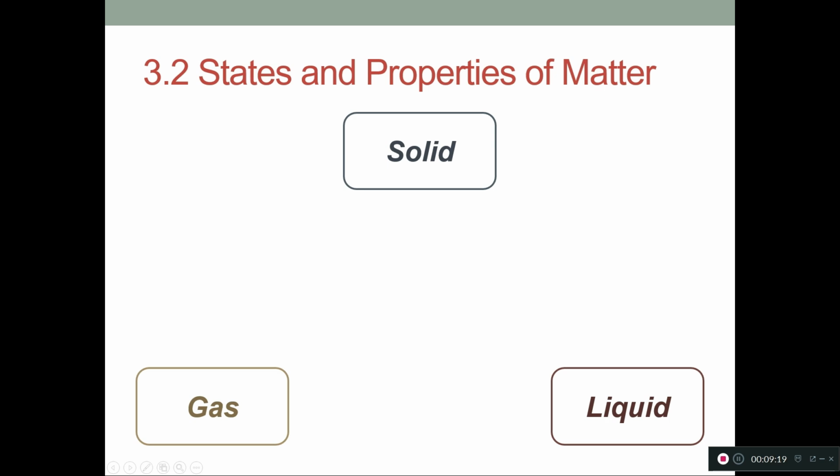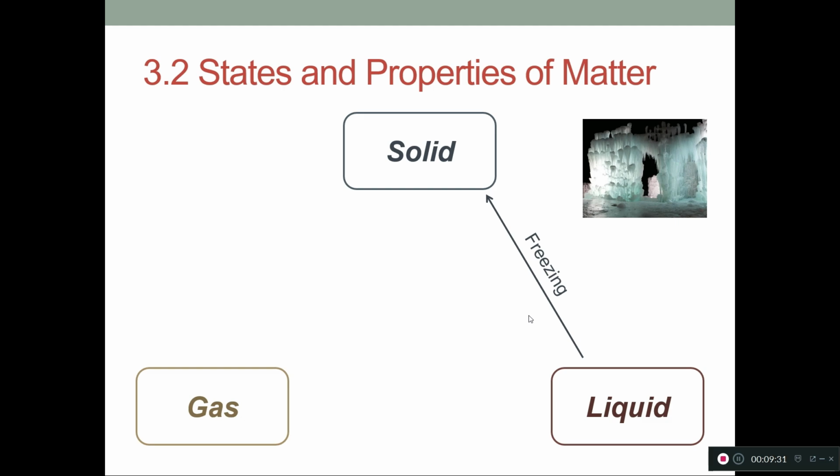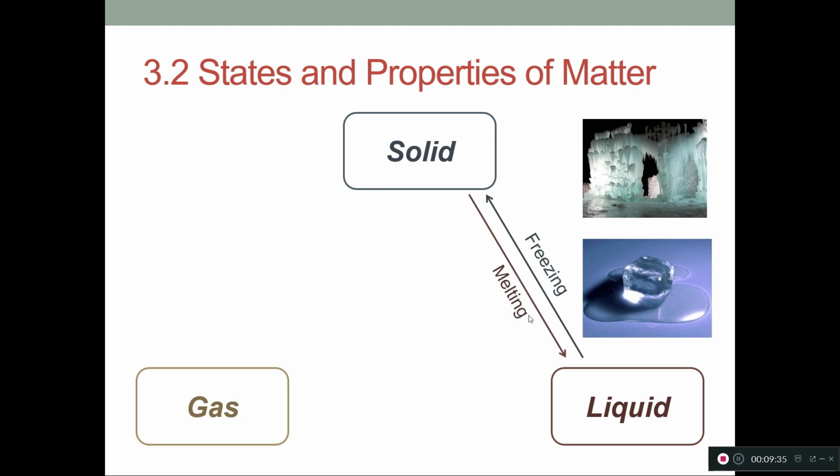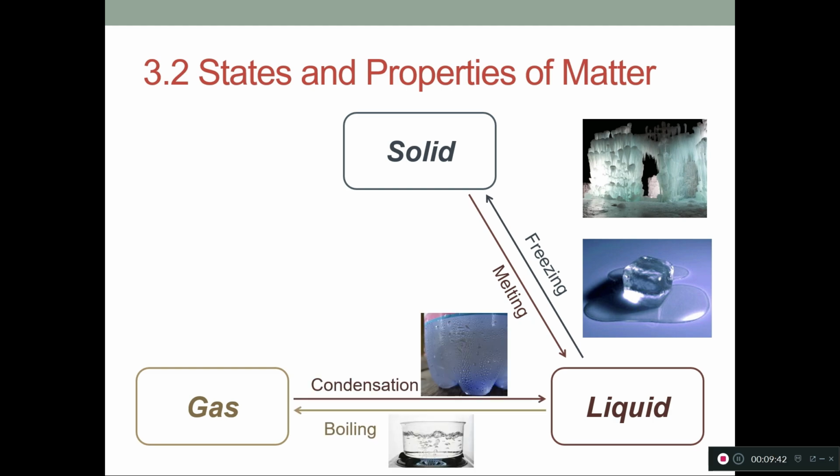And of course, we can move between these different states of matter, and we have names for what these movements between the states of matter are called. A lot of these you will probably be familiar with. So for instance, if we have a liquid become a solid, that's called freezing. And if we have a solid become a liquid, that's called melting. If we have a liquid becoming a gas, we call that boiling. And when we have a gas becoming a liquid, we call that condensation.